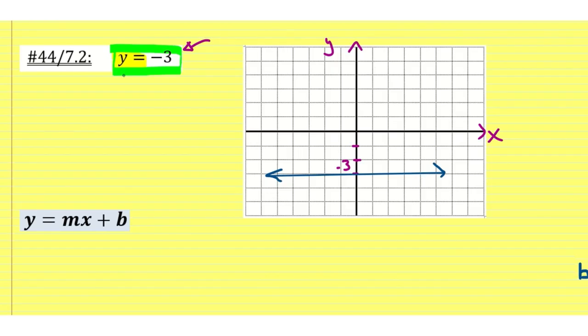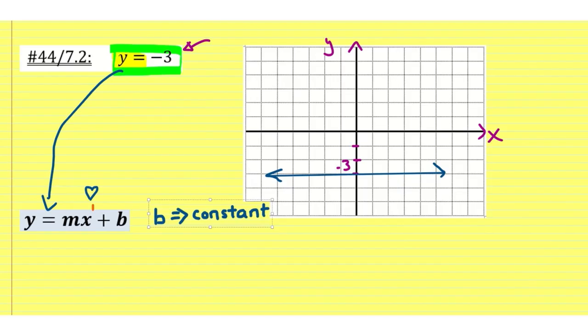But I wanted to think about it in terms of our favorite slope-intercept form, because we said that linear functions always have a power of 1 on the x variable. Well, how can we figure this out? So let's think about the fact that this b that is in our slope-intercept form is a constant.